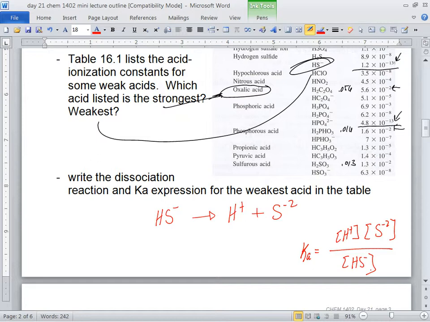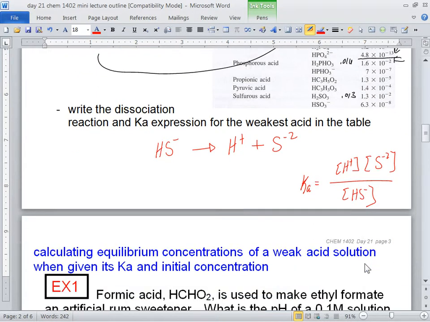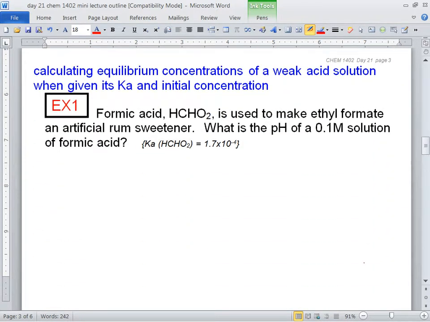So we still haven't really answered the question: how do you get the pH of this stuff? Right? So here it is. Calculating the equilibrium concentrations of weak acid solutions when given its Ka and the initial concentration. I doubt they're going to give you this. You probably have to look that up in the table. But the problem, I'm sure, will give you this.